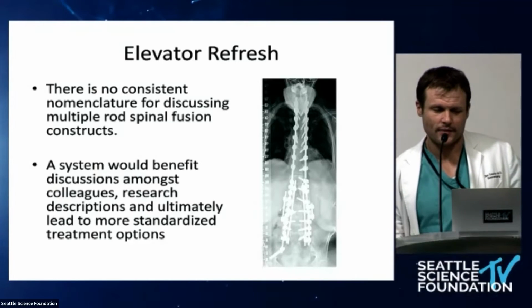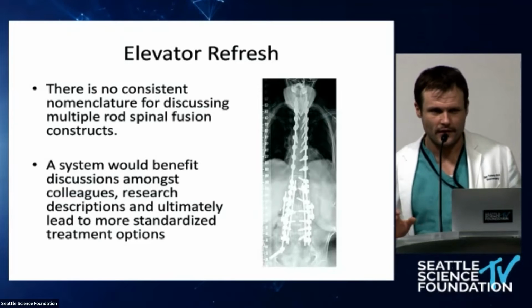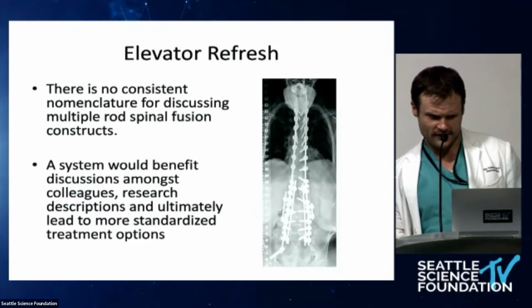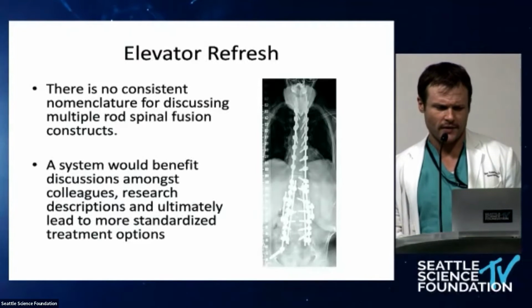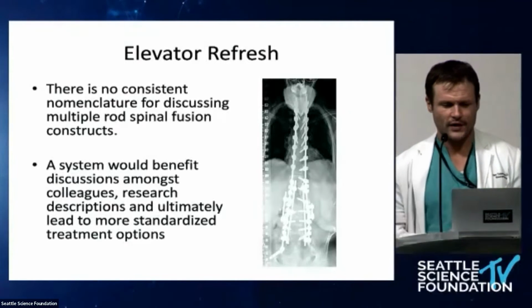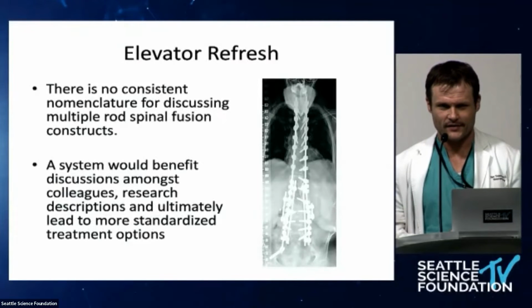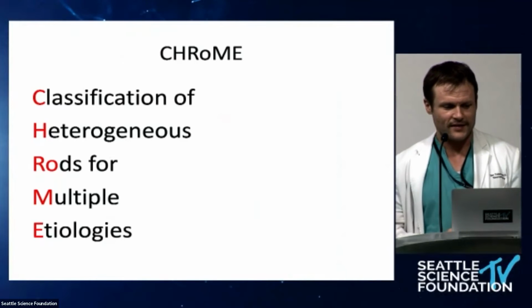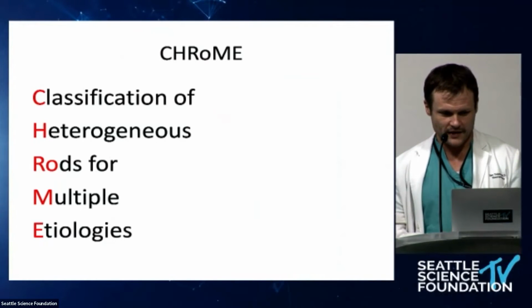Yeah, just super quickly. We just submitted this to Global Spine with all of the current fellows as co-authors, due to their dutiful help. This is just a quick elevator refresh for everyone. For a consistent nomenclature of rods, how would you describe this construct in 5 seconds to another fellow spine surgeon? It'd be tough to do. There's no consistent nomenclature, so it'd be helpful for medical lingo. So we came up with the Chrome system, classification of heterogeneous rods for multiple etiologies.